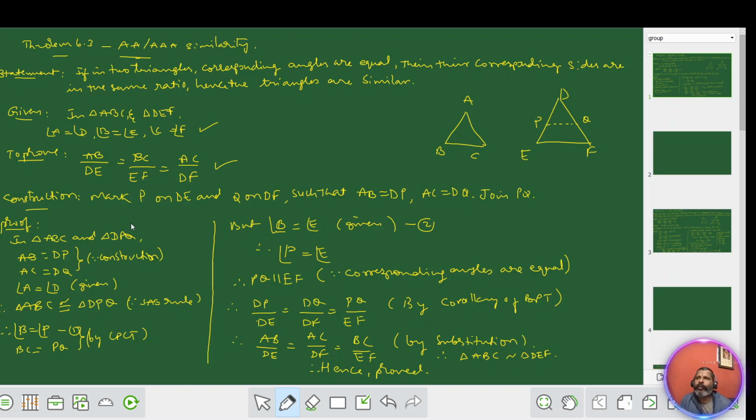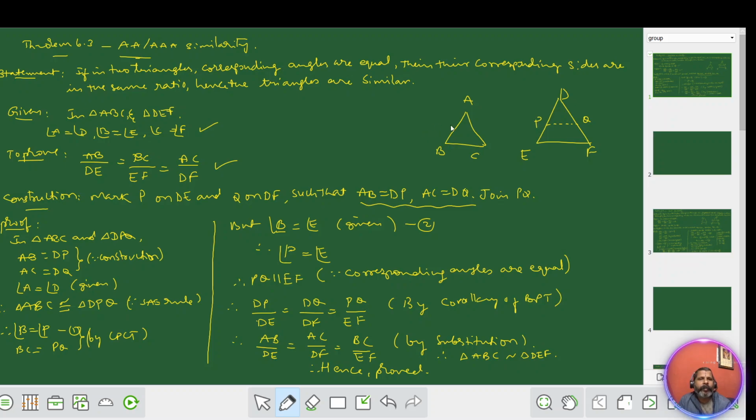In the proof, we take the triangle ABC and DPQ. In the construction, we said marking P and Q on DE and DF such that AB must be equal to DP and AC must be equal to DQ. That is what we assumed here. Just assume. While constructing itself, marking P and Q such that AB side should be equal to DP side and AC side should be equal to DQ side.